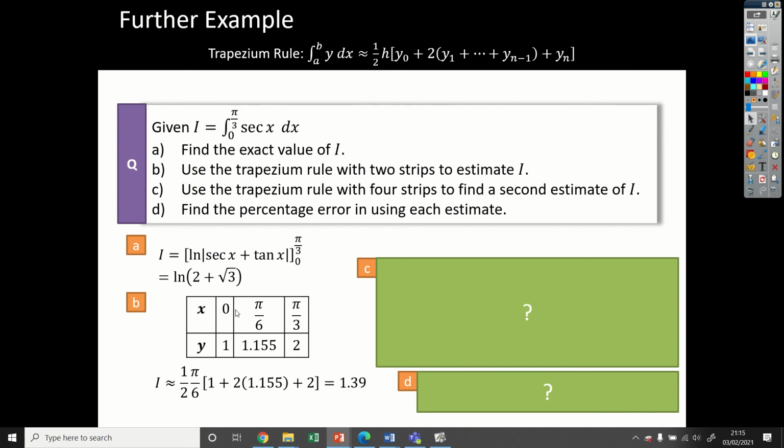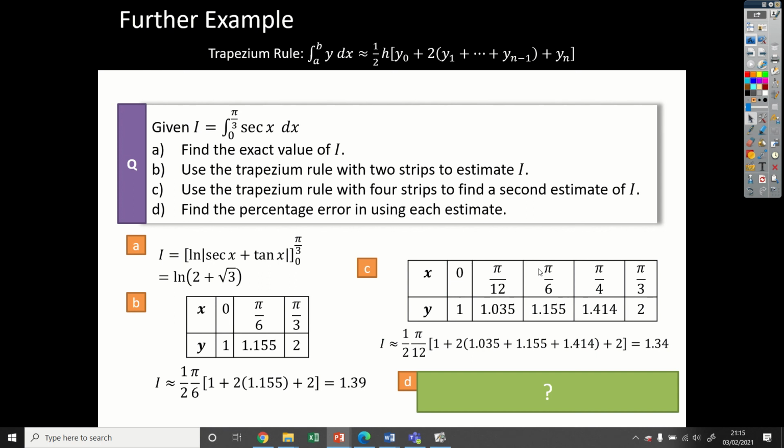Okay, now the trapezium rule says that my integral is roughly a half of my strip size, which is pi over 6 each time, and then it's 1, 2 times the middle one, and the final one, and that gives me 1.39. Okay, 4 strips is going to be pretty much the same, except we are shortening our strip size. So we're going to get a longer table with more values in. We're going to get pi over 12 and also pi over 4 in between these two. Here are the corresponding y values underneath.